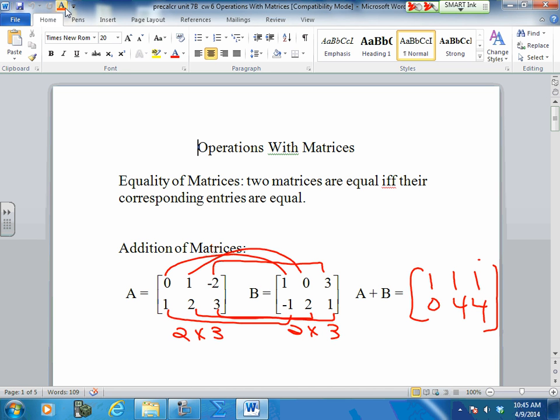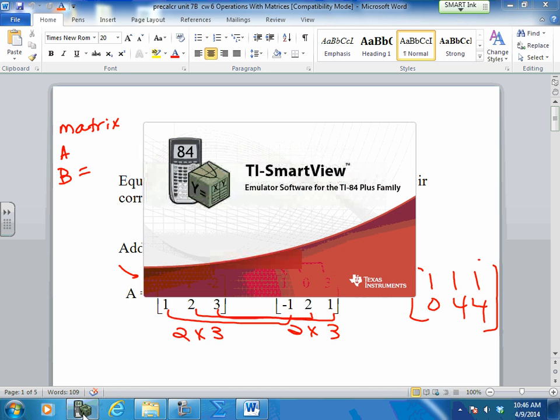Now, in your calculator, it's kind of cool, and I'm going to have you do this. Go to your matrix and put 1 in A here, and then go back and put it in B. So you're going to get 2 matrices, 1 in A and 1 in B. I'll pull up my calculator. It'll probably take a little while.